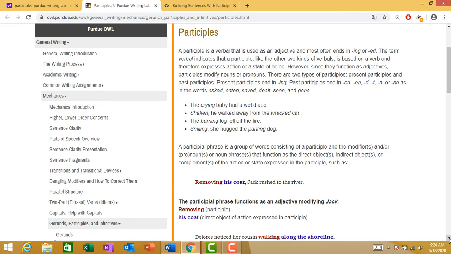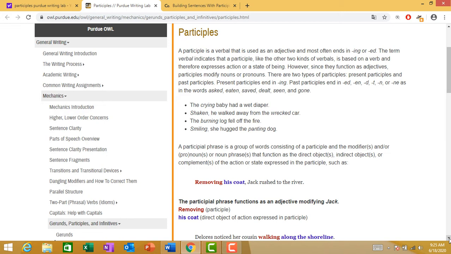The term verbal indicates that a participle, like the other two kinds of verbals, is based on a verb and therefore expresses an action or state of being. However, since they function as adjectives, participles modify nouns or pronouns. There are two types of participle: present participle and past participle. Present participles end in -ing, past participles end in -ed, -d, -t, -n, or -en, as in the words asked, eaten, saved, dealt, seen, and gone.